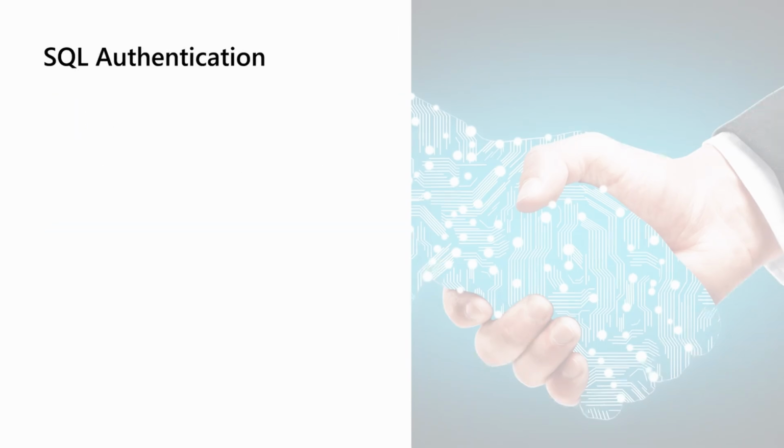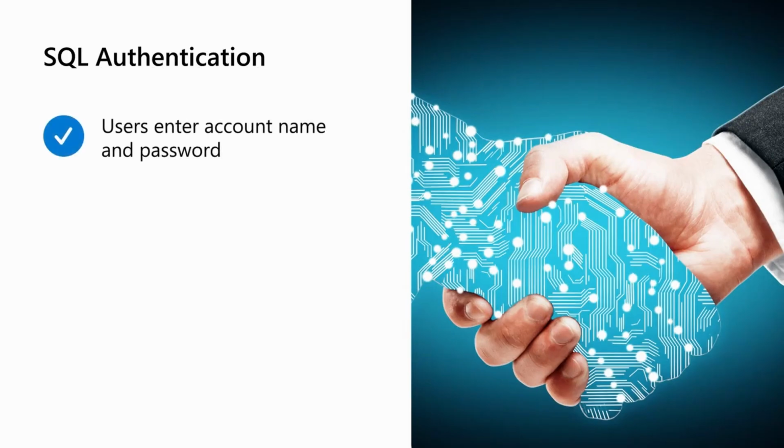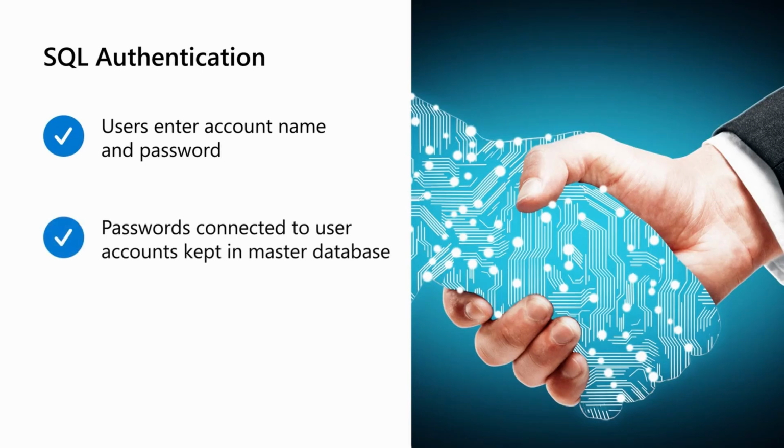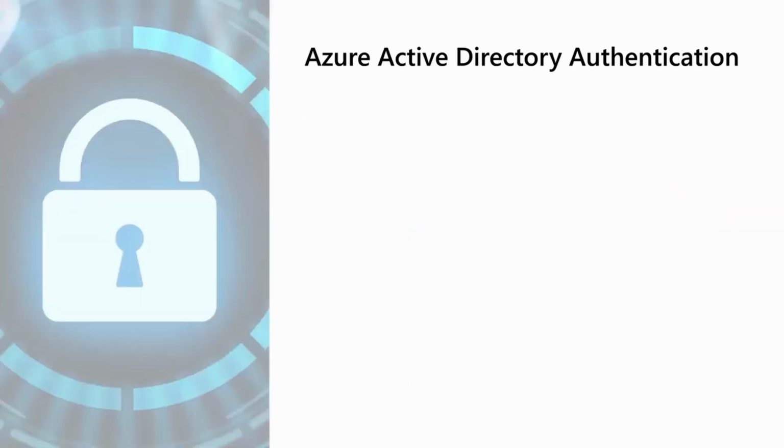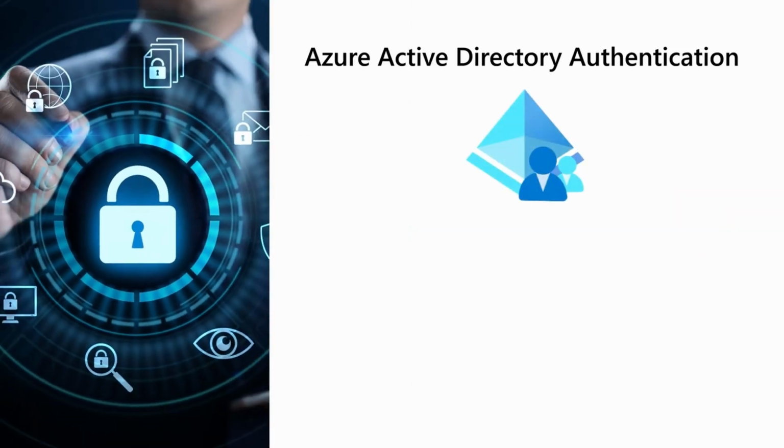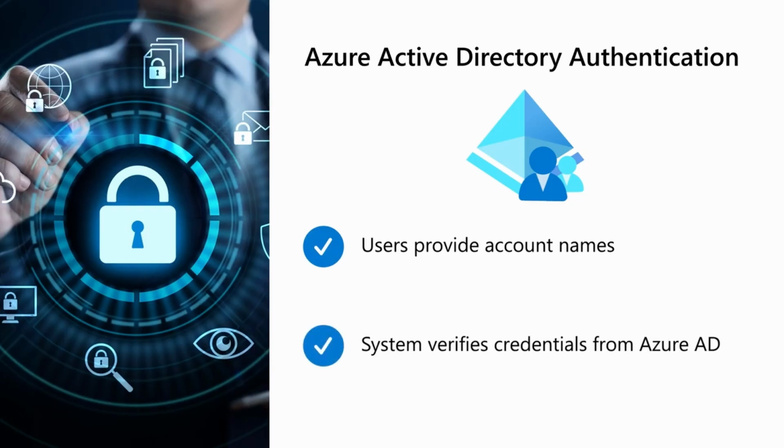With SQL authentication, users enter their account name and password, a secret handshake known only to the user and the system. Since this password is connected to the user's account, it is kept safe in the master database. Passwords not connected to an account are kept in a secondary database. Azure Active Directory authentication asks users to provide an account name. Then, the system verifies their credentials from the secure Azure Active Directory.